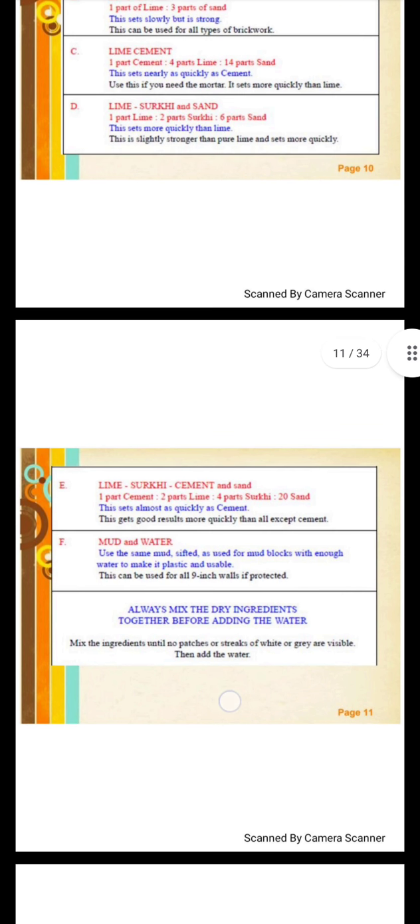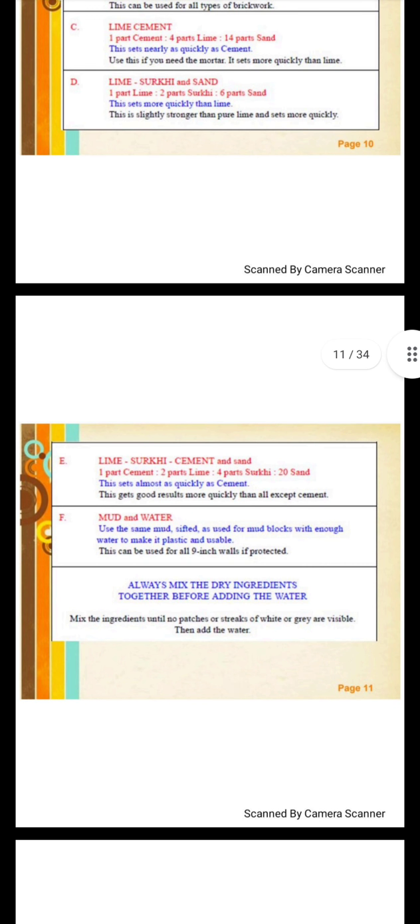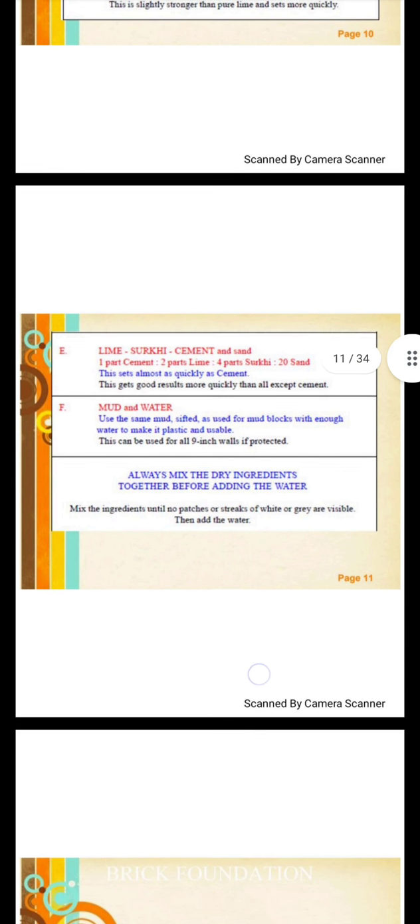Mud and water. Use the same mud, sifted, as used for mud blocks, with enough water to make it plastic and usable. This can be used for all 9 inch walls if protected. Always mix the dry ingredients together before adding the water.